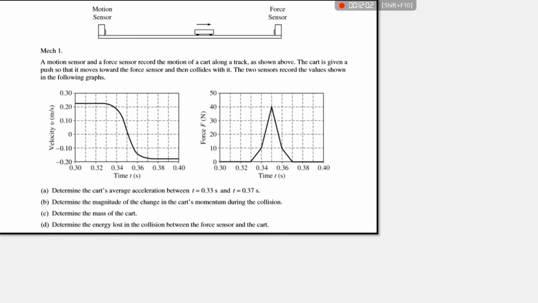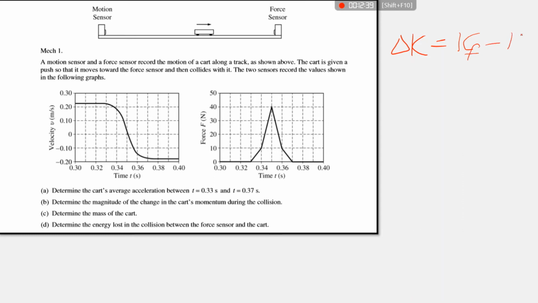I need the energy lost in the collision between the force sensor and the cart. So we can do kinetic energy change. Okay, so my change in kinetic energy is equal to what? Half m change in velocity squared.